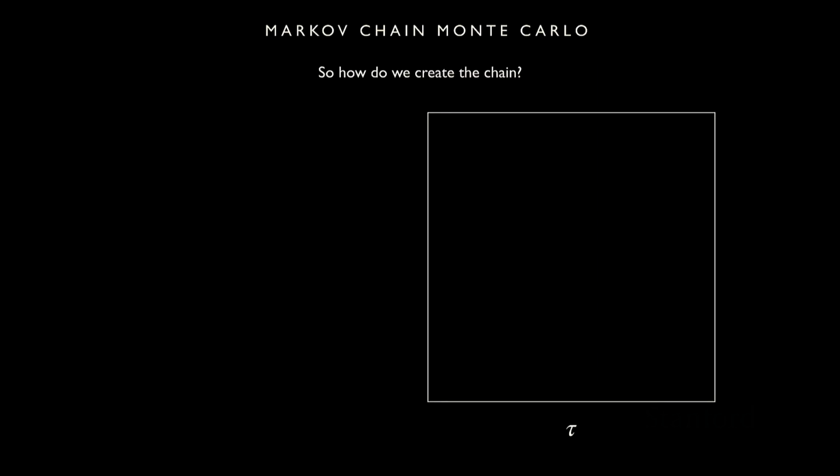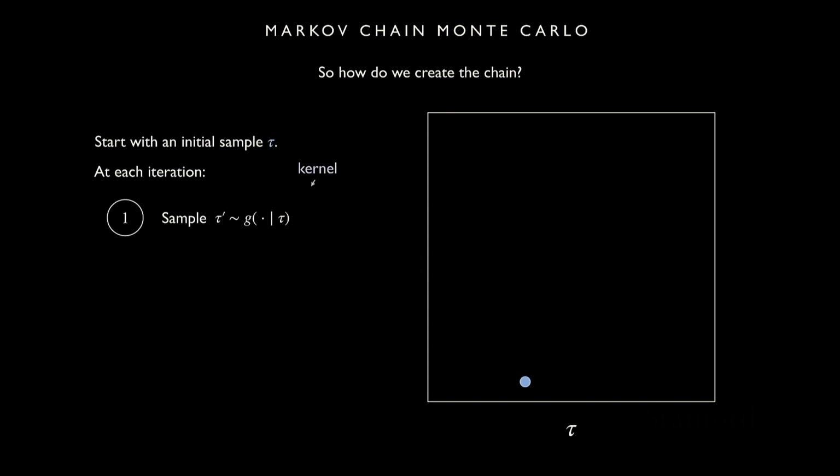Okay, so how do we actually go about creating the chain? We need to start with some initial sample tau. It does matter a little bit what we start with, but let's not worry about that for now. So we're just going to say we start with some initial trajectory, initial sample. And then at each iteration of the algorithm, we sample a new proposed sample that we'll call tau prime from this conditional distribution that depends on tau. And this distribution is often called a kernel.